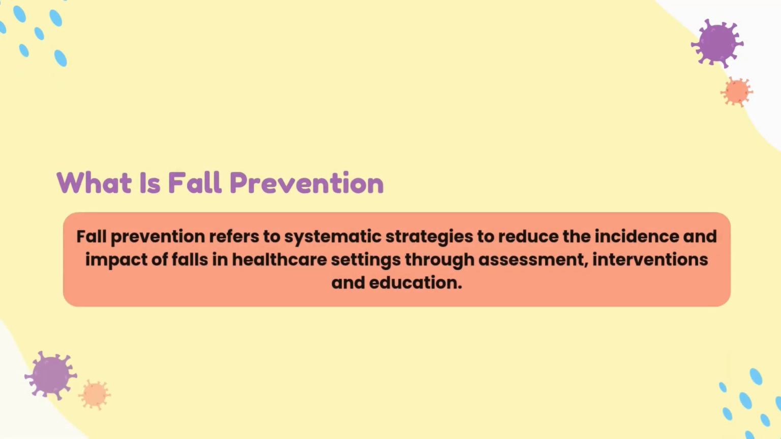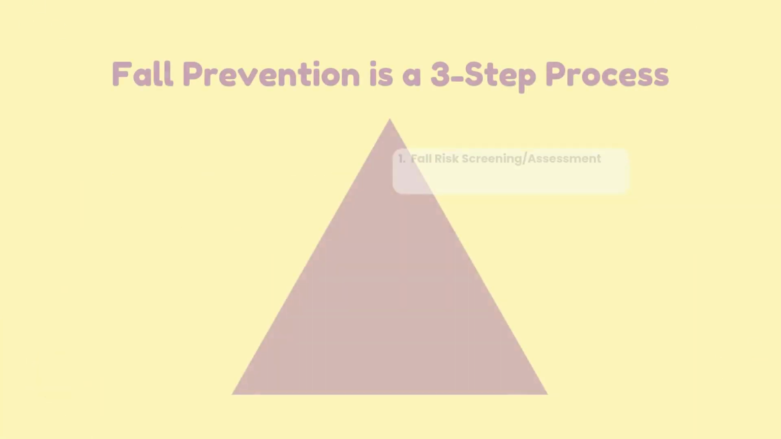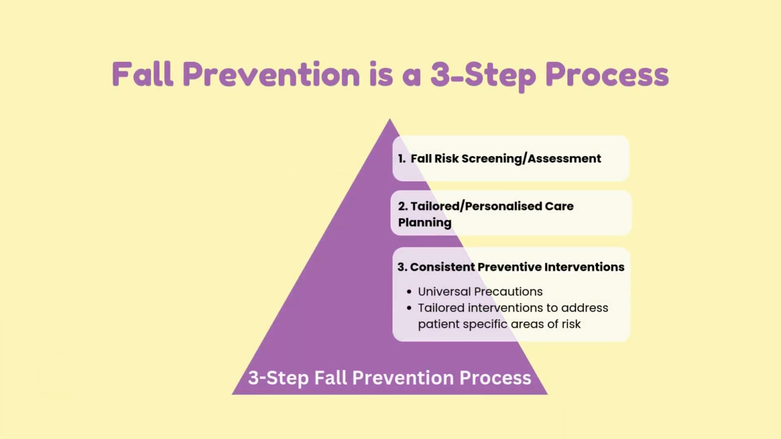Fall prevention refers to systematic strategies to reduce the incidence and impact of falls in healthcare settings through assessment, interventions, and education. Effective fall prevention follows a structured three-step process, ensuring that at-risk patients receive the care and interventions they need. The first step involves fall risk screening and assessment, which helps identify individuals who may be more susceptible to falls. Using validated tools, healthcare providers can evaluate a patient's condition and determine the level of risk.